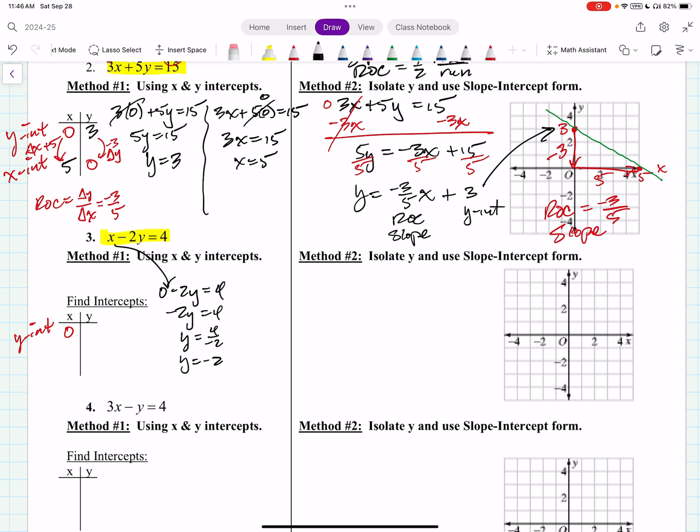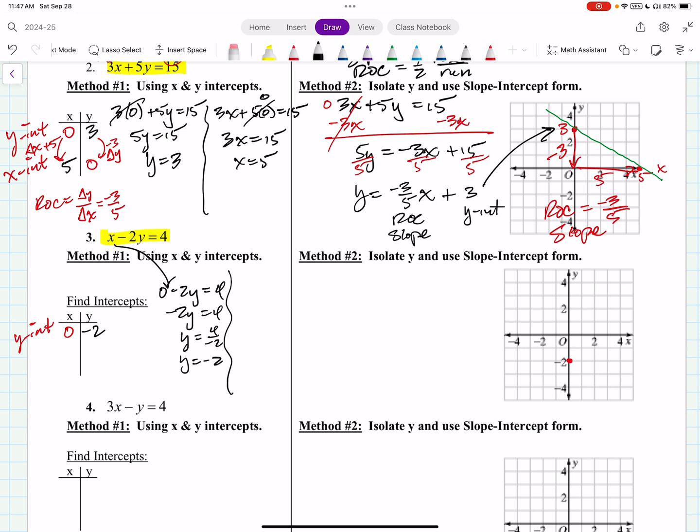All right, negative 2 times negative 2 is positive 4. So I have my y-intercept. So you plot it. Go to the graph, go down 2, and plot it on the y-axis because it's a y-intercept. Y-intercept is on the y-axis. Okay, get that in your head.